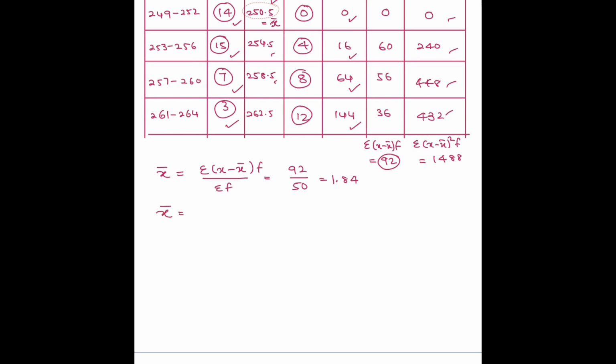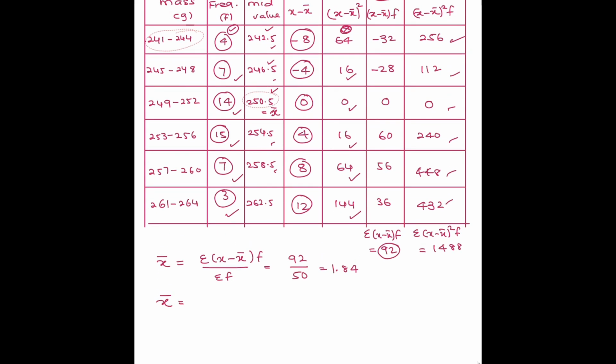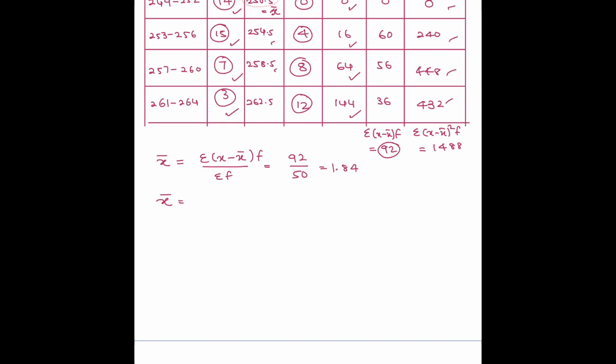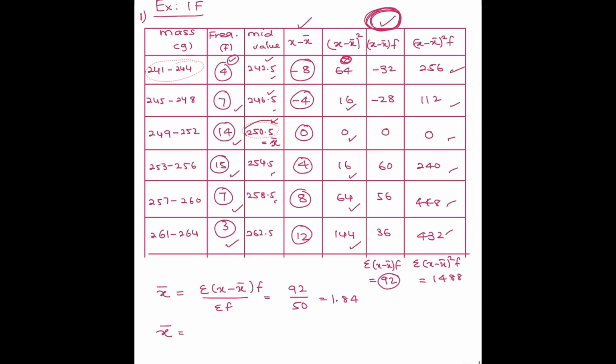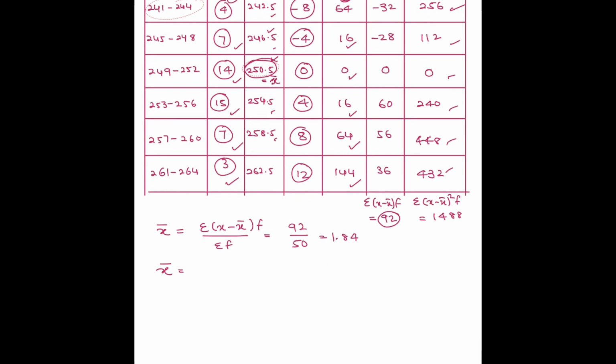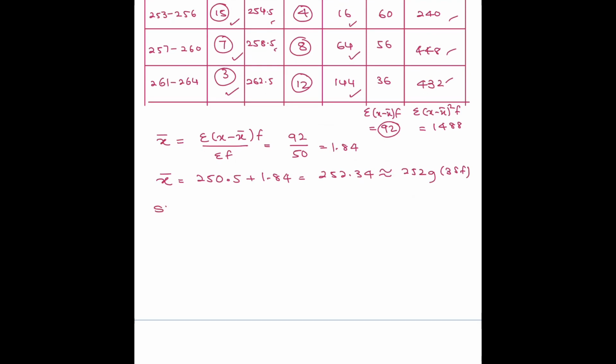All right. This is the mean that we worked out using the assumed mean, but that's not the original mean. We have subtracted 250.5 from each value, so now you add it back. So 250.5 plus 1.84, 252.34. So approximately 252 grams to 3 significant figures.